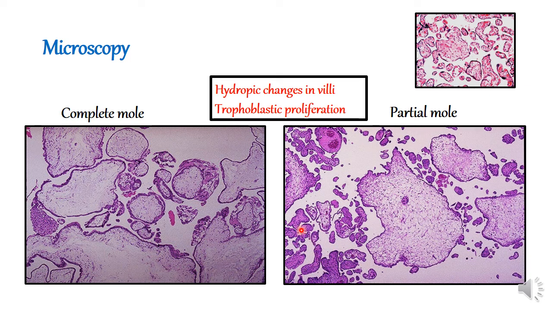Normal villi will be there in the partial mole. So you should remember, irrespective of the partial or the complete mole, the changes will be same. That is, hydropic changes in the villi will be present and trophoblastic proliferation will be there. And whereas in partial mole, the normal villous tissue will be seen, whereas in complete mole you won't see any normal villous tissue. So you should remember this one.